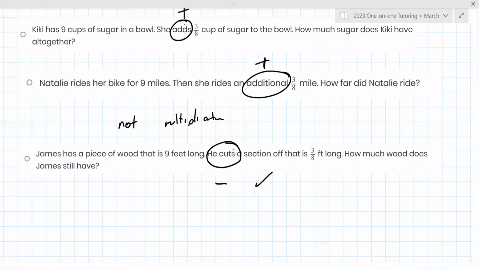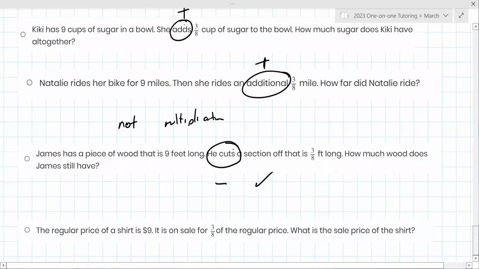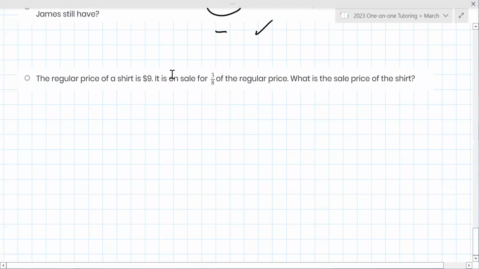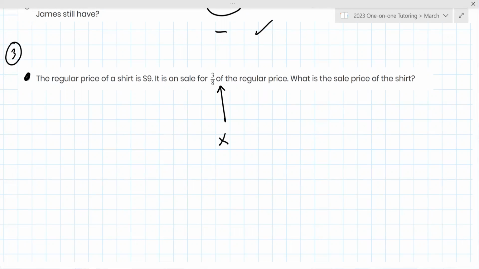Okay, let's get to the correct answer here. The correct answer is the regular price of a shirt is $9. It's on sale for 3/8 of the original regular price. This word of generally means multiplication. And that's why this one is correct. So the word of is kind of what you're looking for, multiplication. Okay.